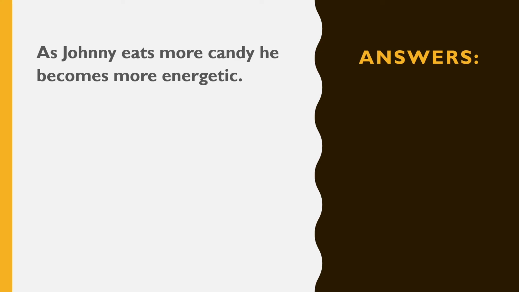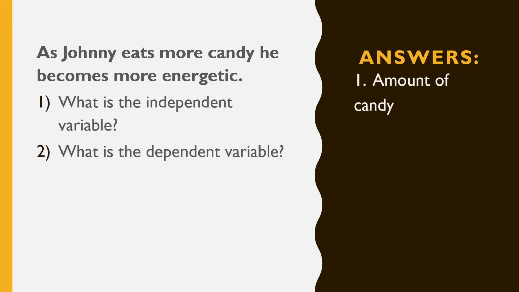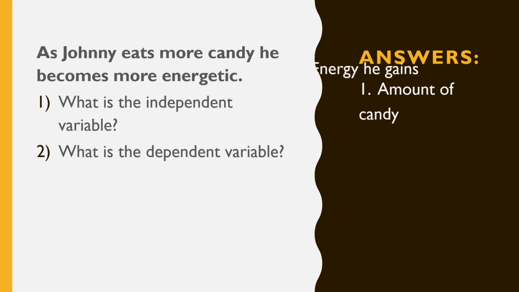Okay, so an example. As Johnny eats more candy, he becomes more energetic. What, in this case, is the independent variable, and what's the dependent variable? The amount of candy is the independent variable because that's what he's in control of. And the amount of energy he gains is the dependent variable because that's what changes as a result of the amount of candy he eats.